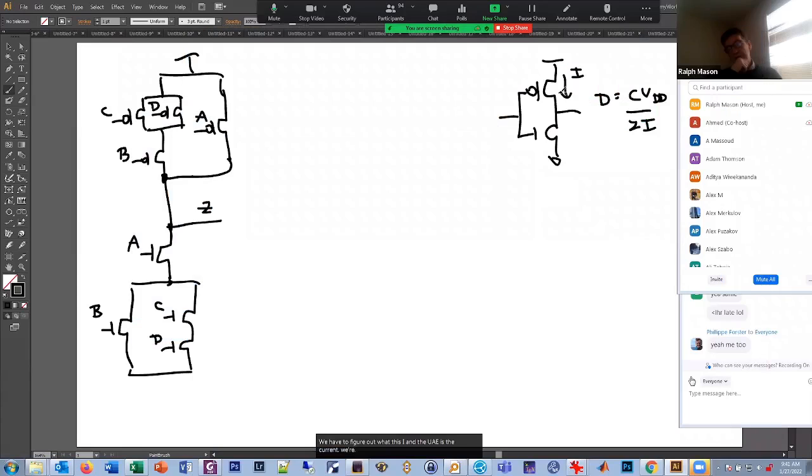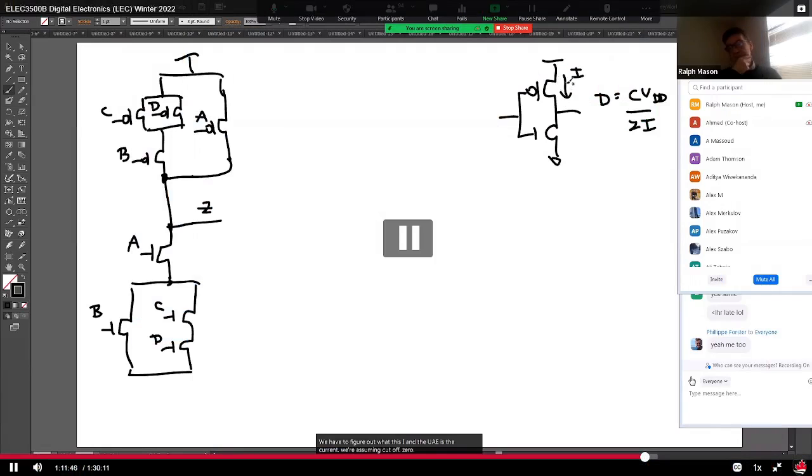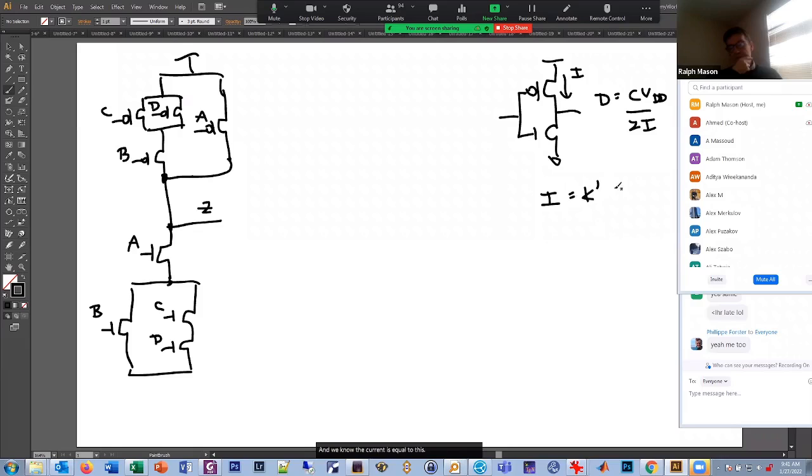We're assuming cutoff is 0, right? And saturation is when it's turned on. And we know the current is equal to K prime W over L times (VGS minus VT) squared, right? And we can't really change this K, that's given to us. This VGS minus VT is given to us.